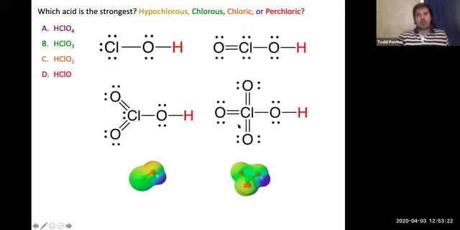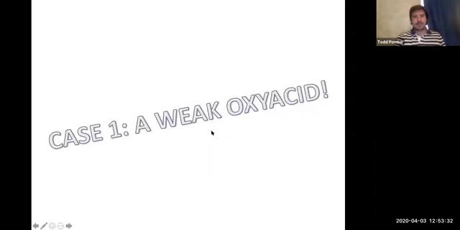So a rule that will always work for our purposes is the more electronegative atoms, like chlorines, oxygens, fluorines, that we put in our acid, the stronger it's going to be. Nice job. So let's look at a really, really high-tech simulation of what happens here.